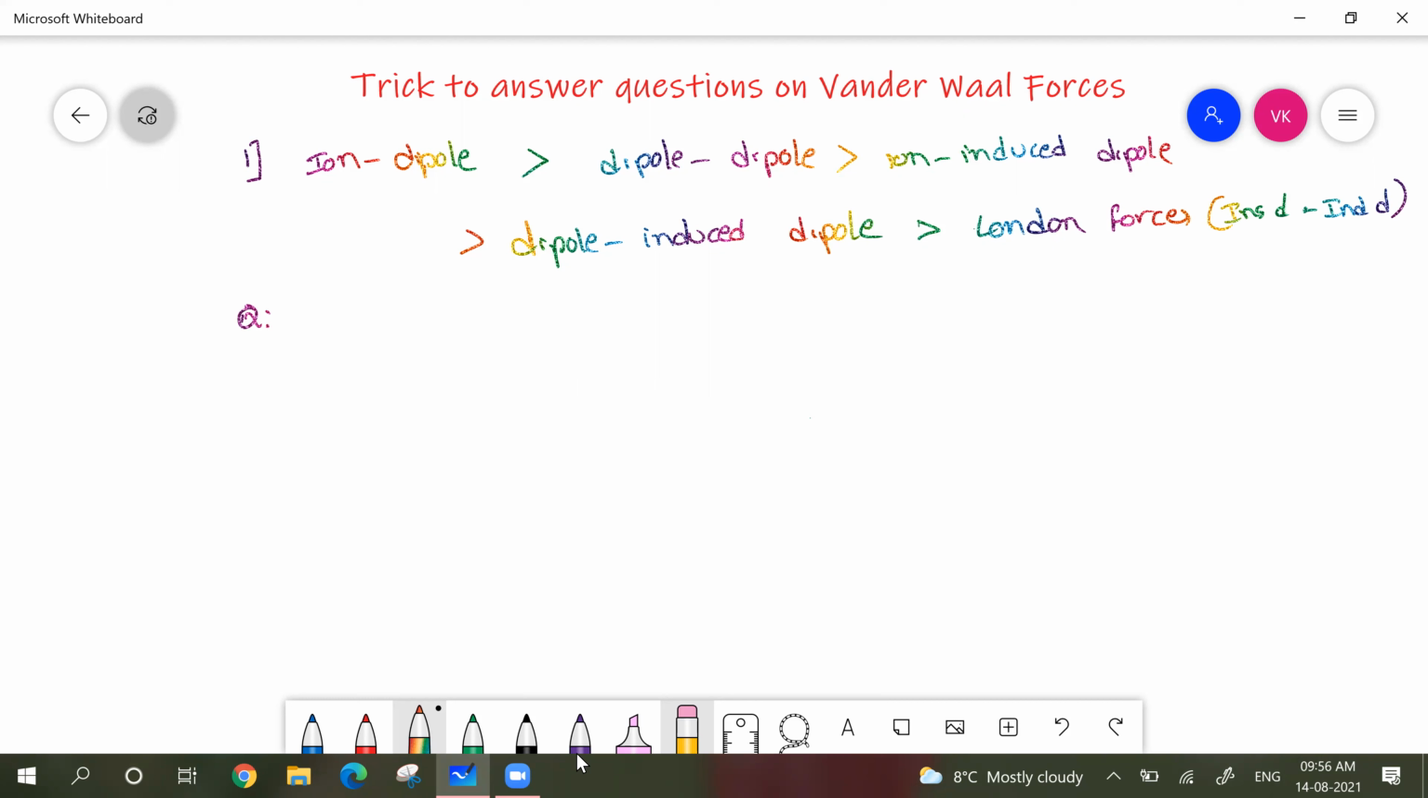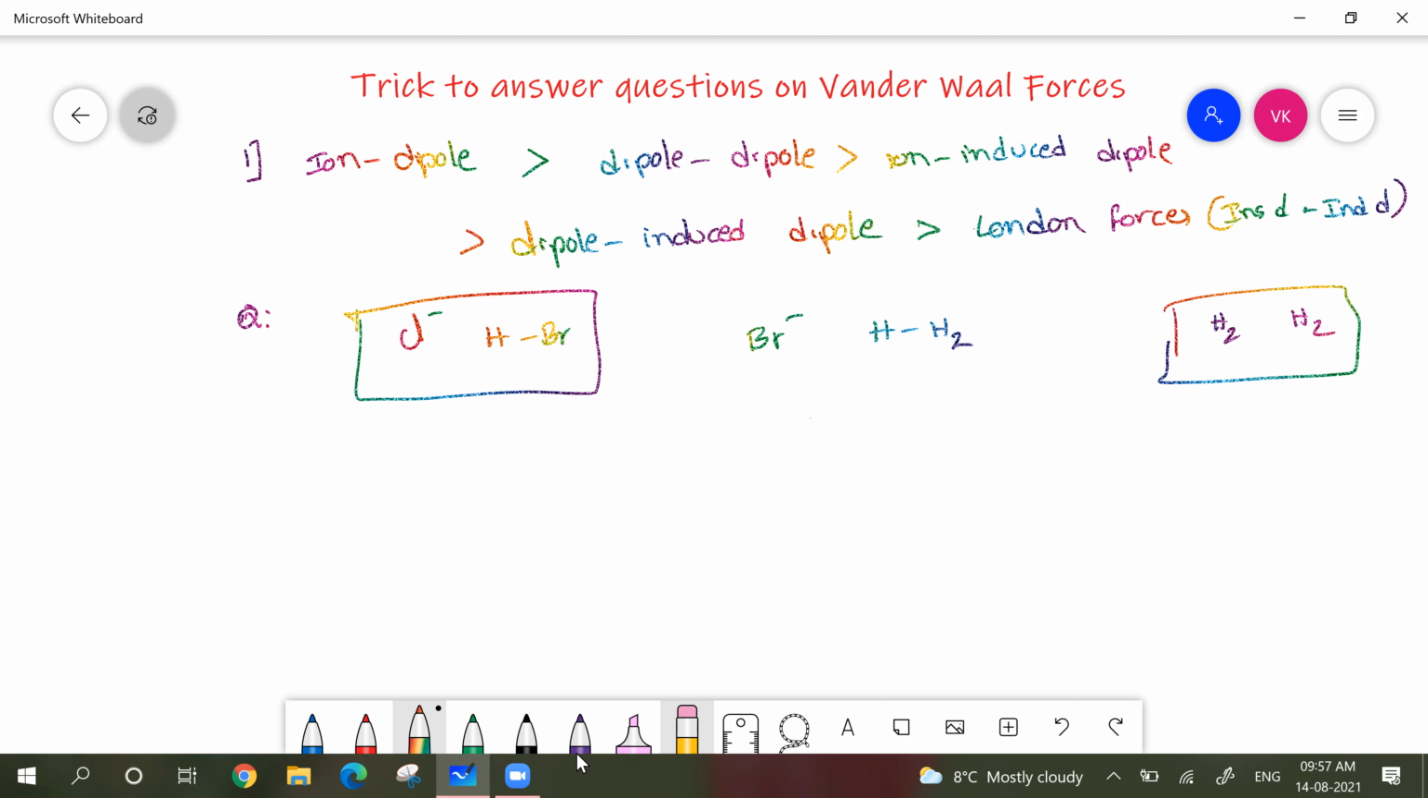For example, they gave you different interactions here. Cl minus and HBr are in one cylinder, or one particular reaction vessel. Next, bromide ion and H2 molecule. Similarly, in one more cylinder we have only hydrogen gas. So these are the 3 different species they gave you. Now tell me, out of these 3, which one has more van der Waals forces?